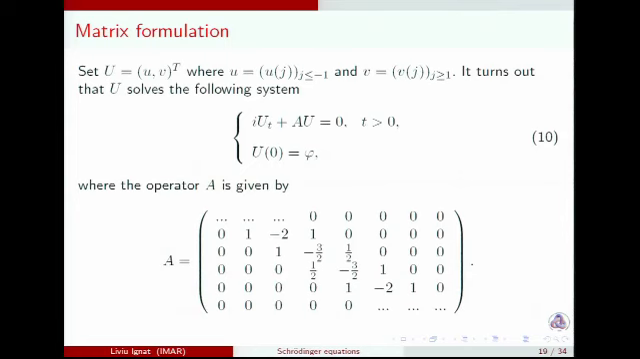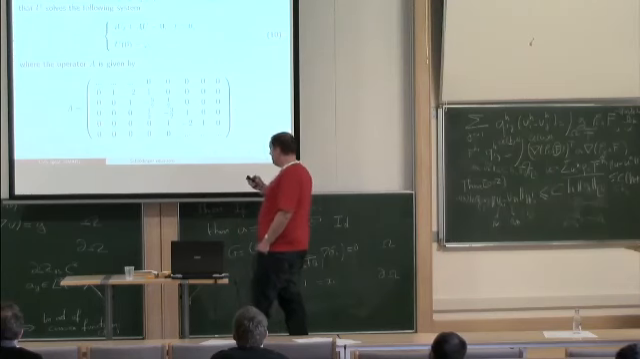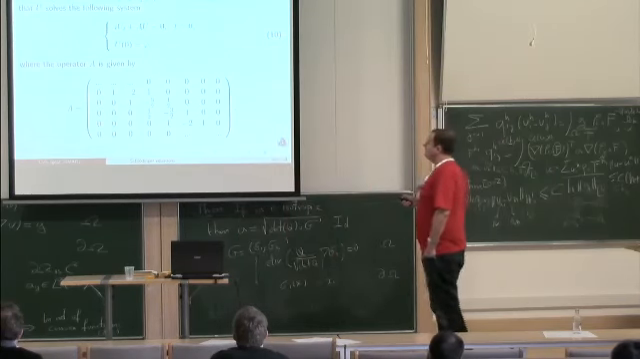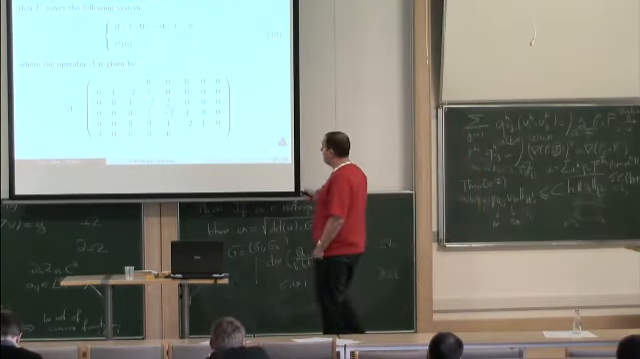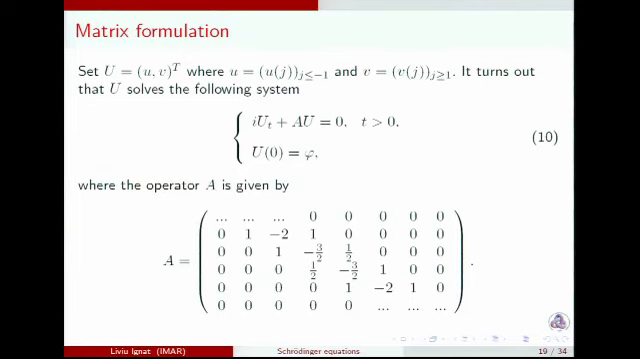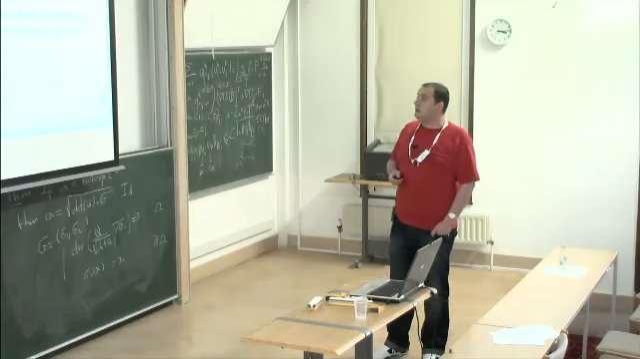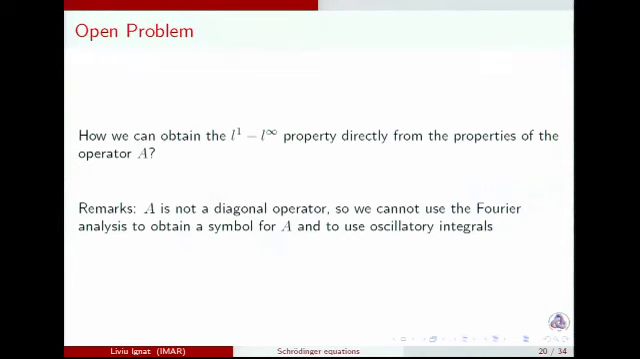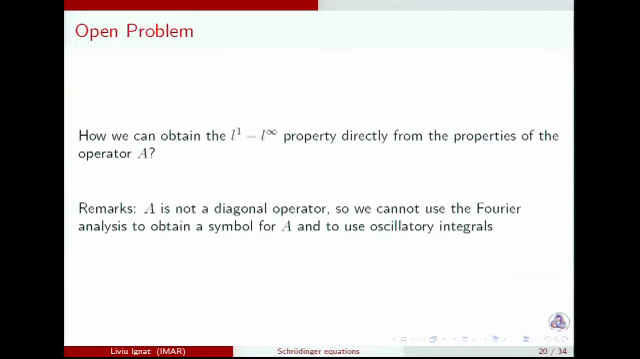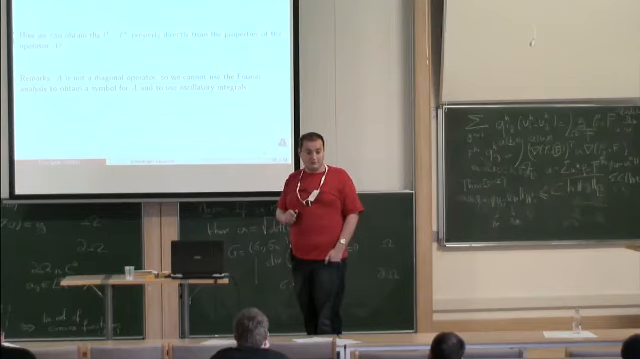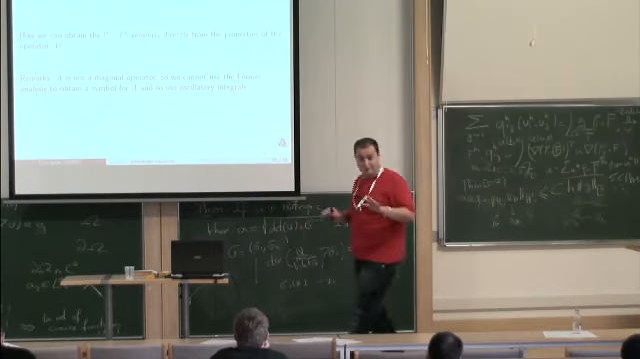Now, we can observe that our system could be written in matrix form. Here we have something like a diagonal matrix, but with some changes in the middle. So the problem is how to obtain this directly, and we have no proof, in the sense that looking at the operator A and trying to prove that you'll have an L1 L infinity decay of the solution, just looking at the operator, will take too many computations.